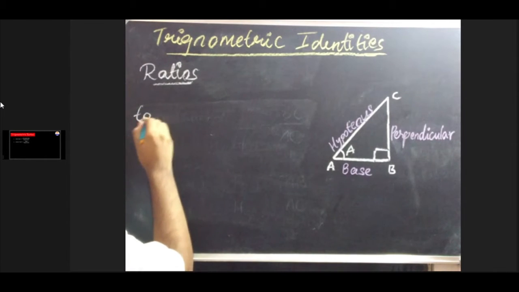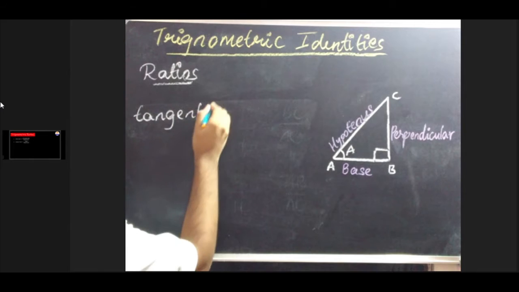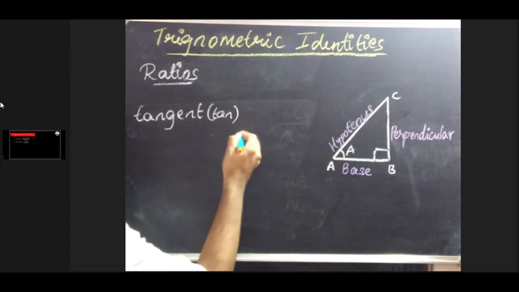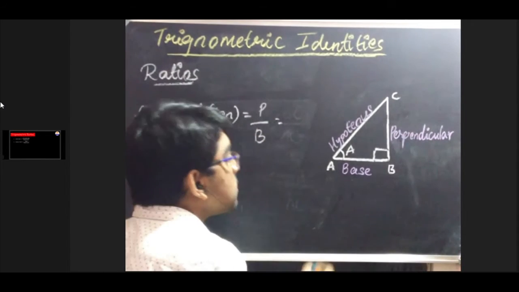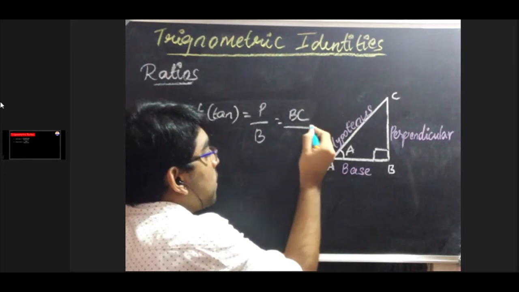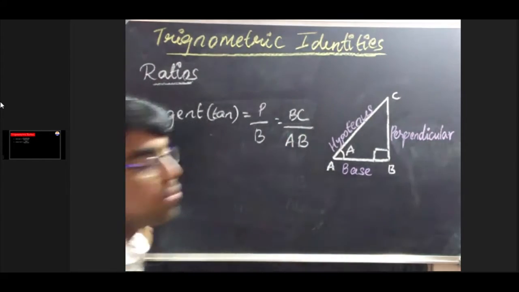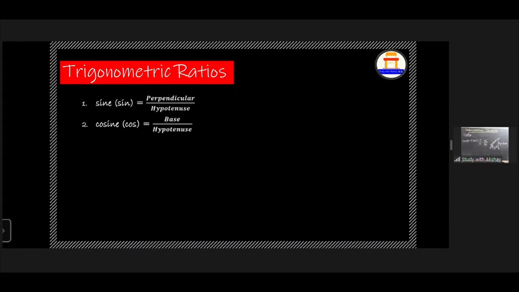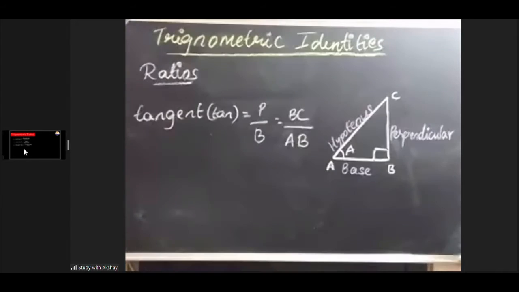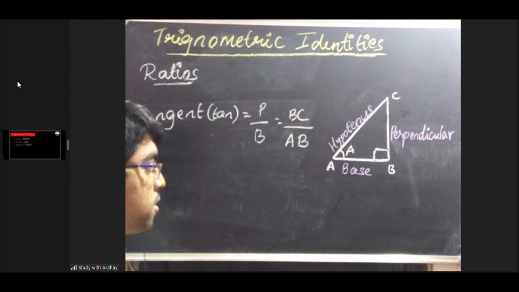Next two ratios are tangent, which is also called tan. It is given by perpendicular by base. In other words, it is given by BC divided by AB. Okay, is that the same? Let's check it over. Tangent is given by perpendicular by base. This we have already learned in class 9, so I'm moving a bit fast over here. For the few concepts which are new for us, we can spend time over there.